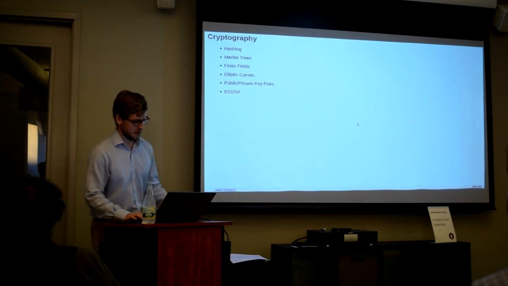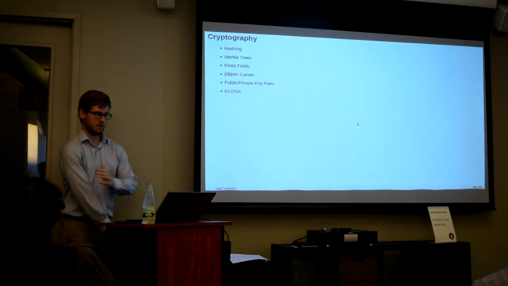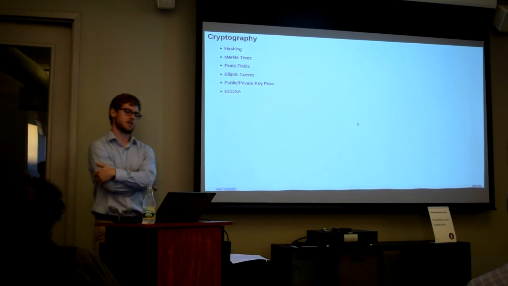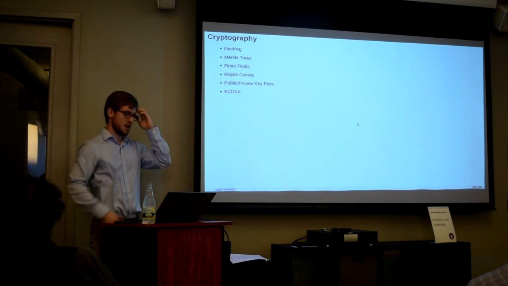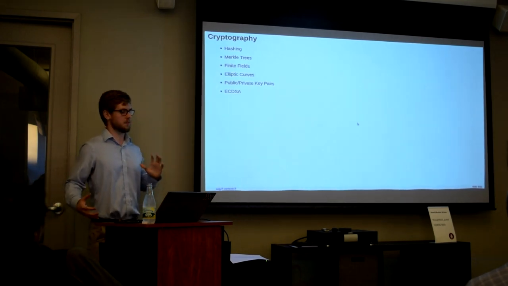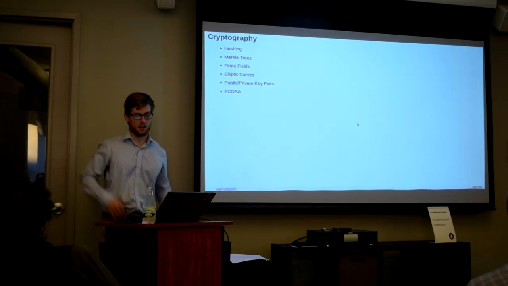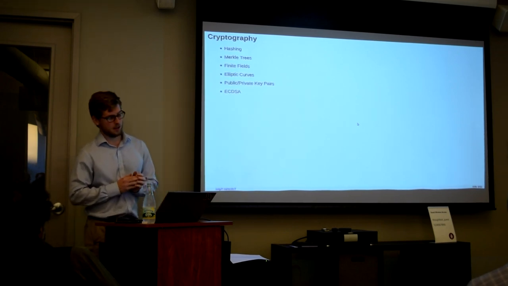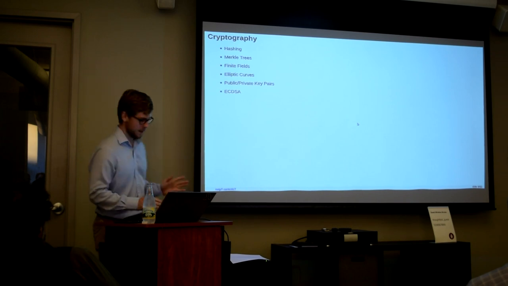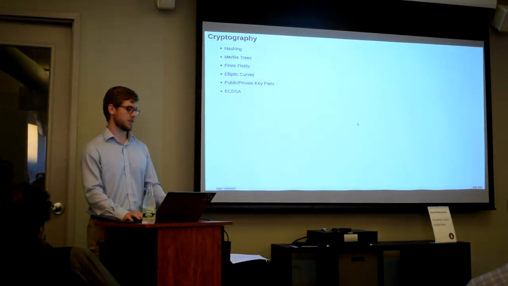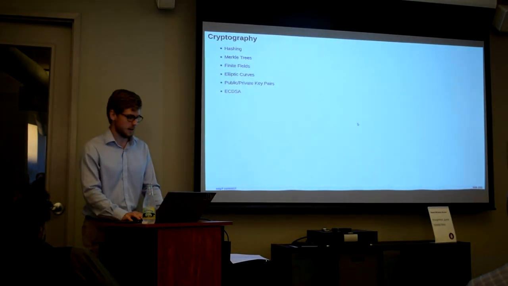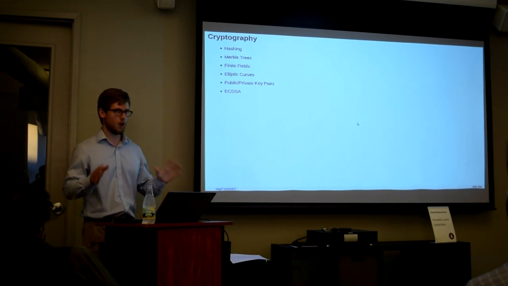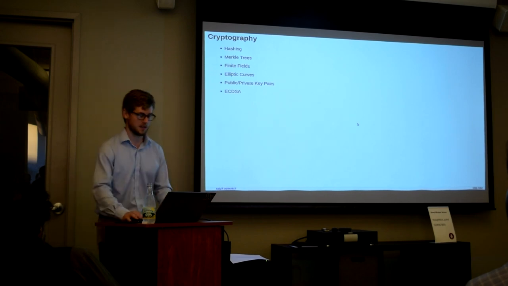So first off, for cryptography, we have a few things that are involved in cryptocurrency design and implementation. We have hashing, Merkle trees, finite fields, elliptic curves, public and private key pairs, and then bringing that all together, we have the elliptic curve digital signature algorithm. And this is a big part of modern cryptocurrencies like Bitcoin and all of your other altcoins. Almost all of them, I can't say for sure, but they probably all implement some form of this algorithm.